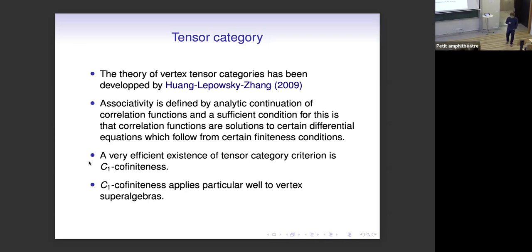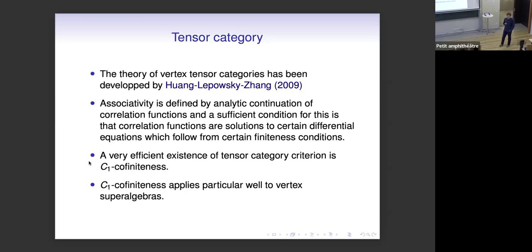Now, basically the axioms of rational conformal field theory translate to the statement that the category of modules of a rational vertex algebra, so not what I'm discussing here, should be a modular tensor category. And this is something that Huang has celebrated for.